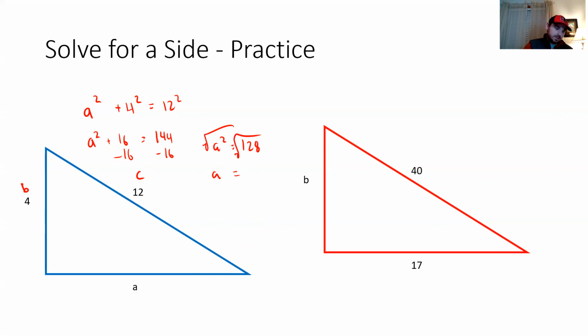And we get about 11.3. And that's rounded. But if you plug that into a calculator, you should get something pretty similar. And then this last one, again, we need to identify our a, b, and c.